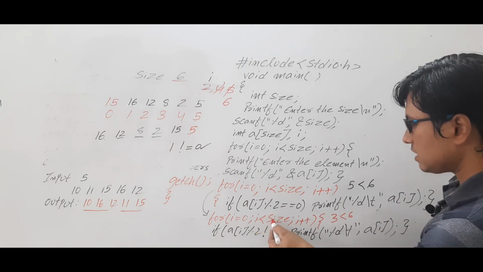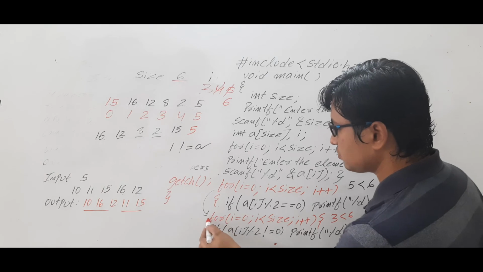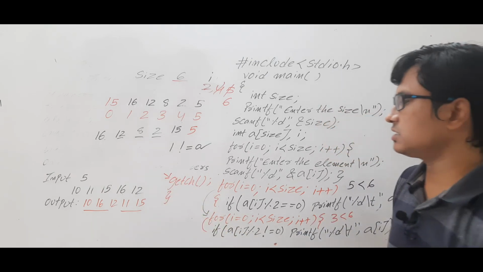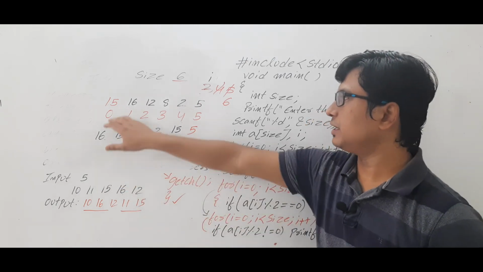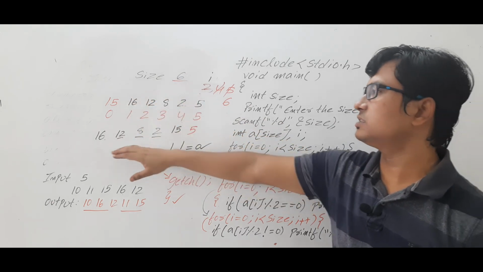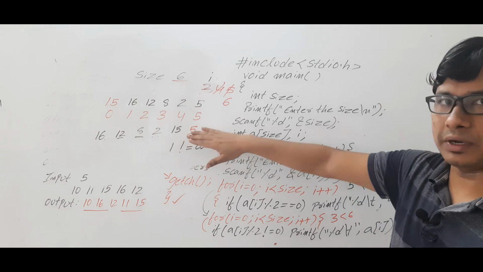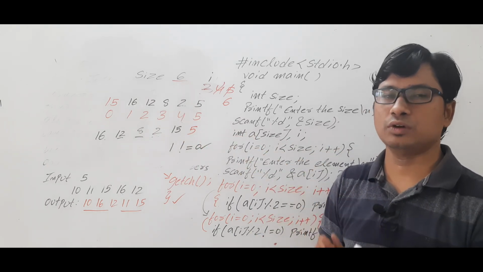They are saying 6 less than 6. No, 6 is equal to 6. So this condition is failed. It will come out from the for loop, and it will go to the getch and close this one. Now look at here. What happened? You have taken an array of 6 integer constants. Look at the output. First you got all the even numbers, then you have printed all the odd numbers. I hope you have understood how I solved this question.